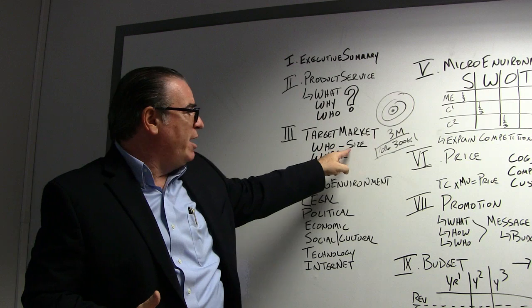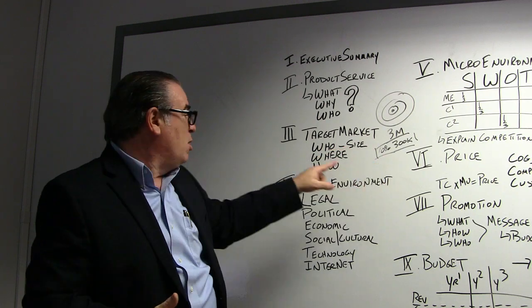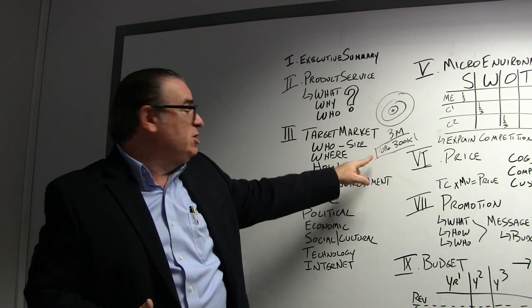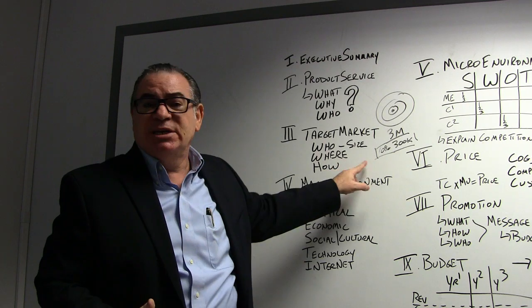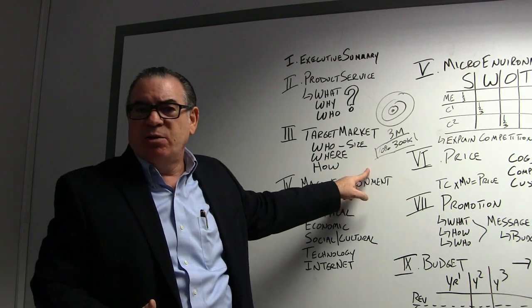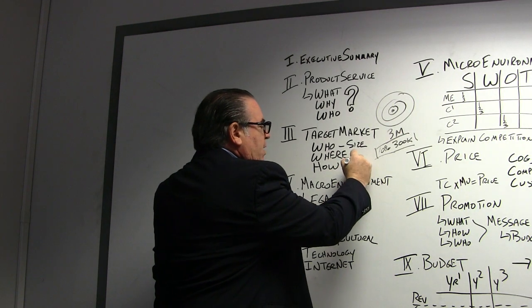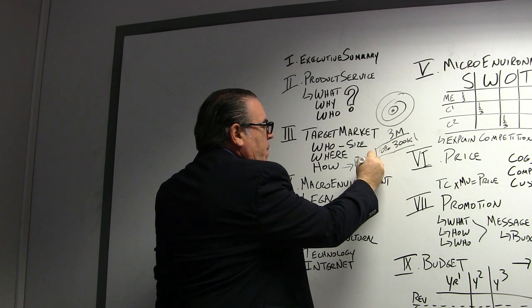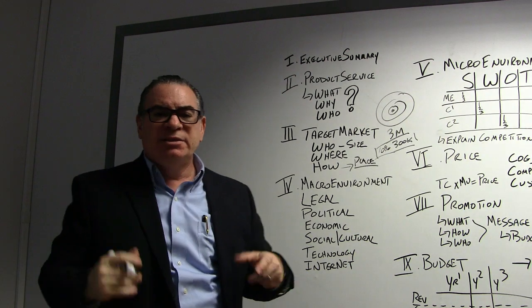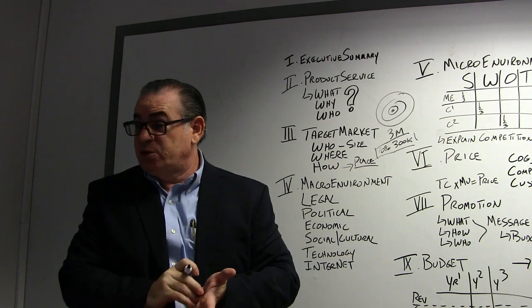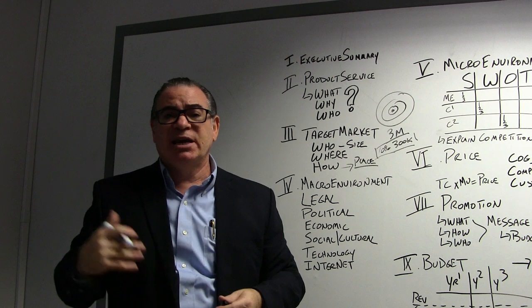So who are they? What is the size of your market? Where are they? What's the geography? And how are you going to get to them? That's sort of, in this case, the place. And place would be distribution, right? Not the physical place, but distribution. How do you take a product to market?